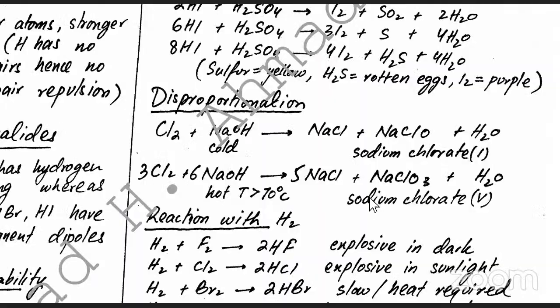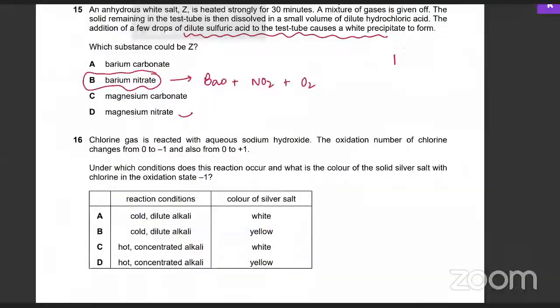In group 17, chlorine reacts with NaOH and NaCl, NaClO, and H2O is formed. If chlorine reacts with hot NaOH, it produces NaCl, NaClO3, where the oxidation state of chlorine is +5, and water is produced. Now, in this case, he's talking about the first one, that Cl is -1. Over here, Cl is +1. Sodium chlorate(I) is produced. So he's talking specifically about cold NaOH in this case. It's cold dilute alkali. So it's going to be A.